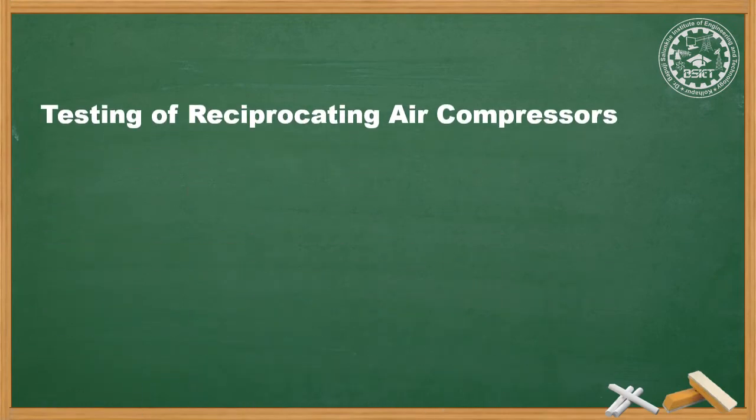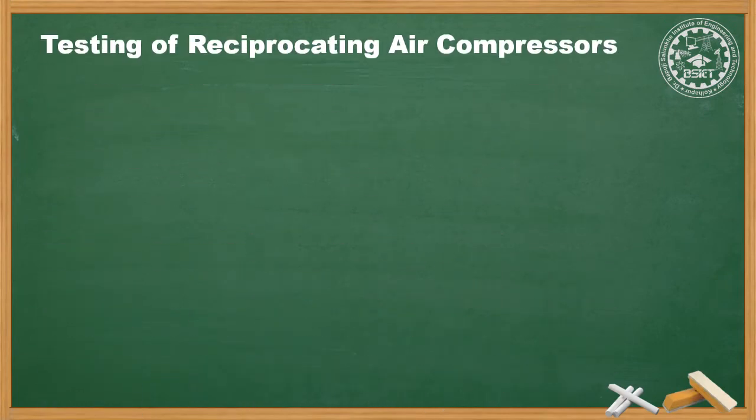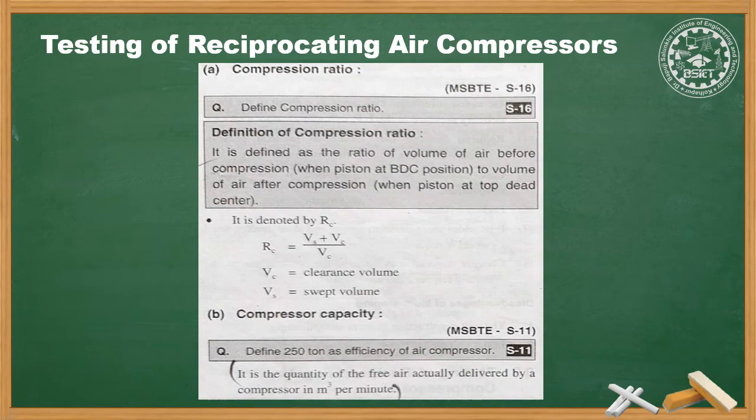Starting with testing of reciprocating air compressors. There are a number of definitions that we are going to study for the testing parameters one by one. Below shows the first one, A, that is compression ratio.